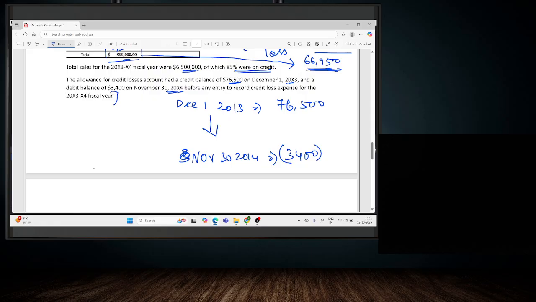See, if you are having a credit balance on provision for doubtful debts, it is a positive figure. But if you are having a debit balance on provision for doubtful debts, it is a negative figure. Before any entry to record credit loss expense for the fiscal year 2013-14. What does it mean? It means that before increasing the value of provision for doubtful debts, which means before passing this entry, which entry? Debit bad debt expense, credit provision for doubtful debts. Before passing this entry, we have a debit balance of 3,400. I hope it is clear.